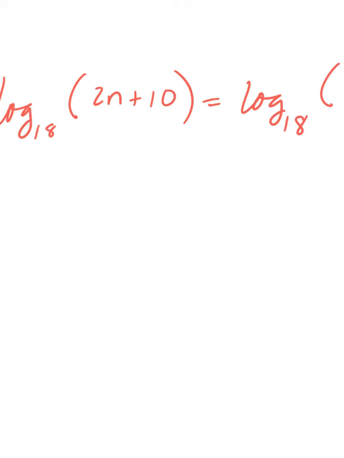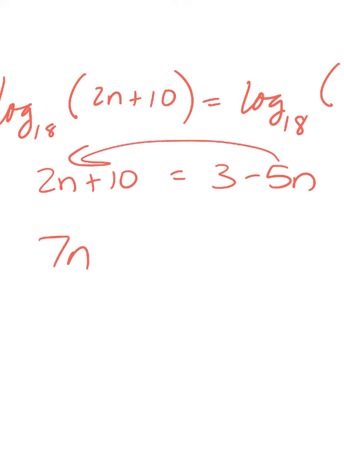So here, 2n plus 10 equals 3 minus 5n. Move this 5n over here, you get 7n. Move this 10 over here, and you get negative 7. So n equals negative 1.